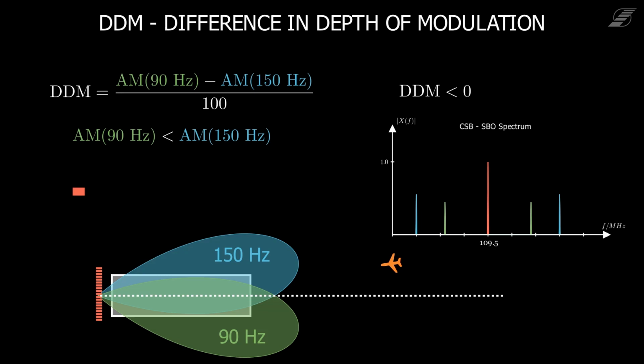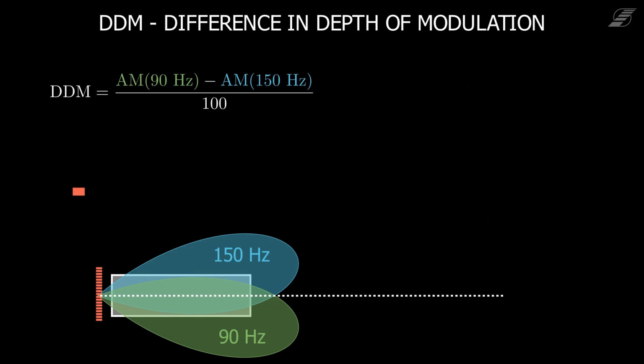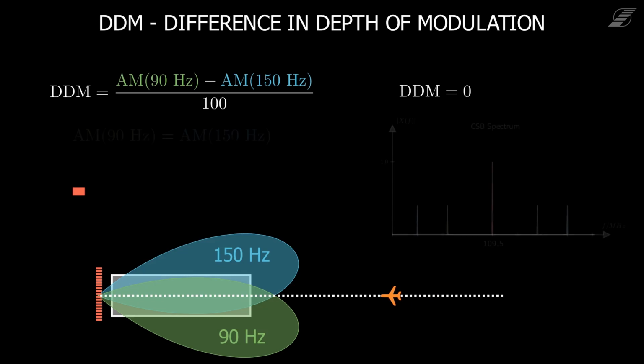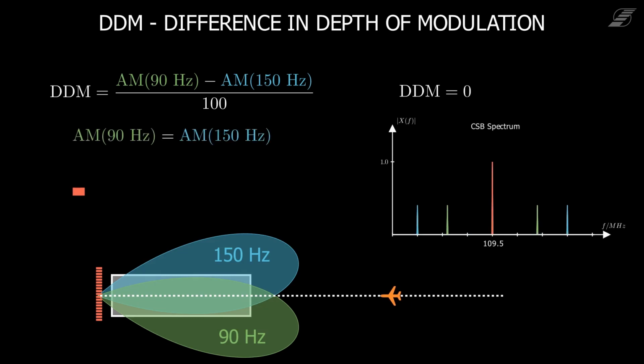As shown in the spectrum, the 150 Hz is of higher proportion than the 90 Hz signal. The pilot now gets a fly left signal that guides him back onto optimal alignment. When the difference is 0, the aircraft is on the optimal route because both frequencies have the same modulation depth.